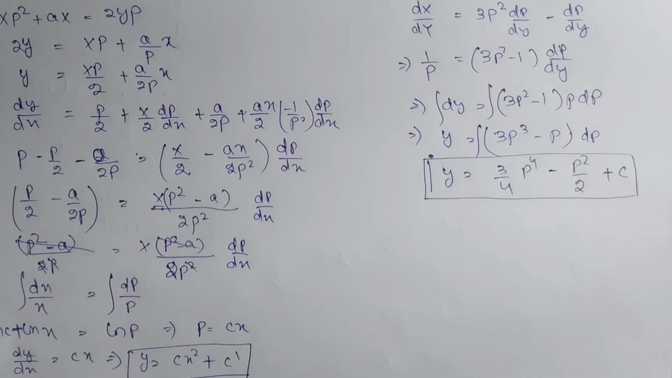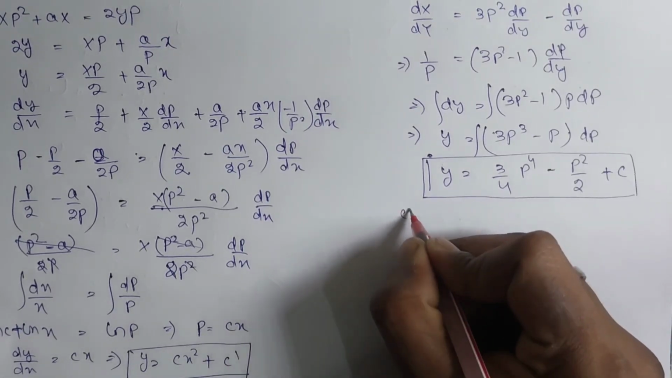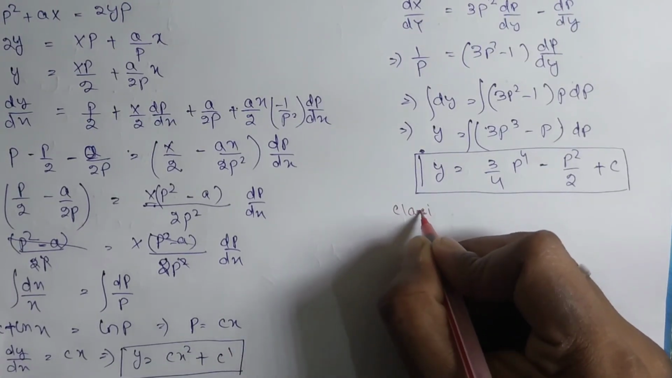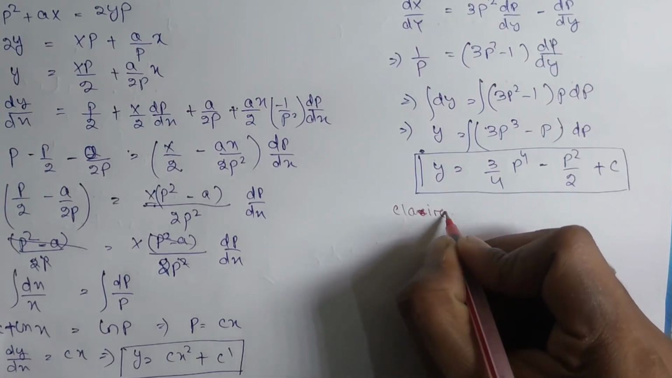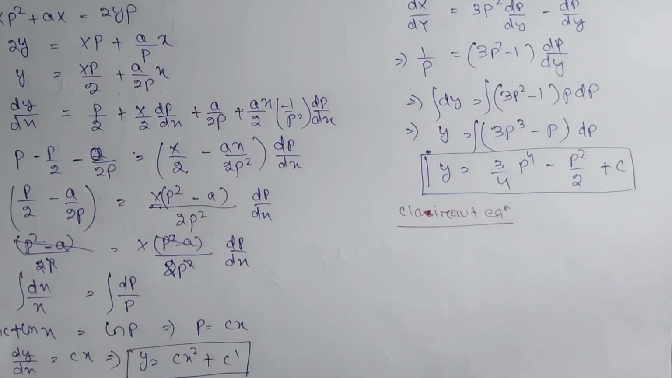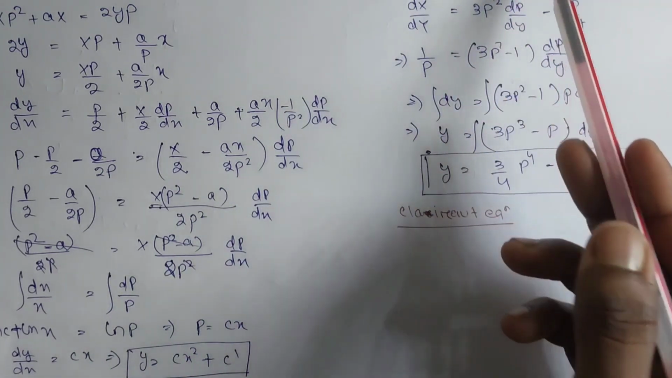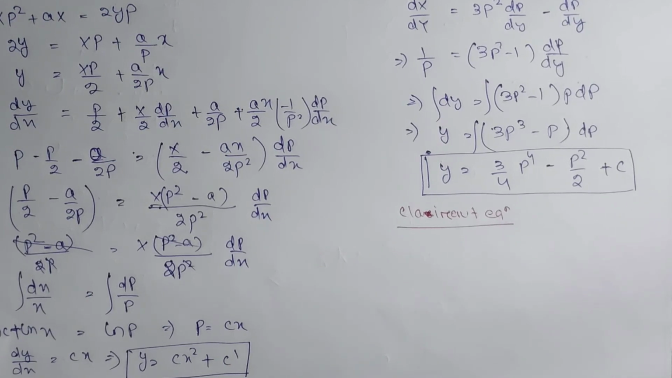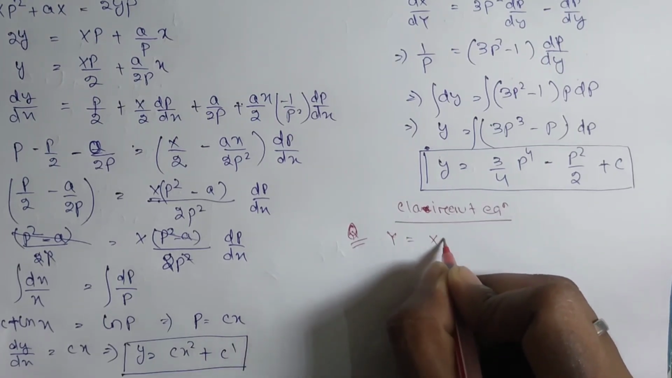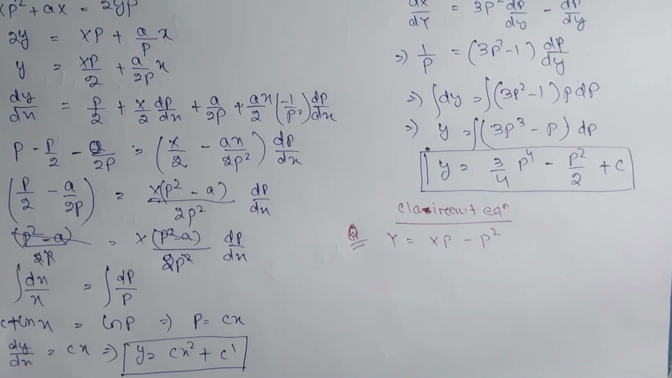Let's talk about the Clairaut equation. The Clairaut equation is a special type of differential equation where the solution for p is a constant, and after putting the constant in the equation we get the solution. So let's take an example, where y equals x p minus p square, where p is nothing but dy by dx.